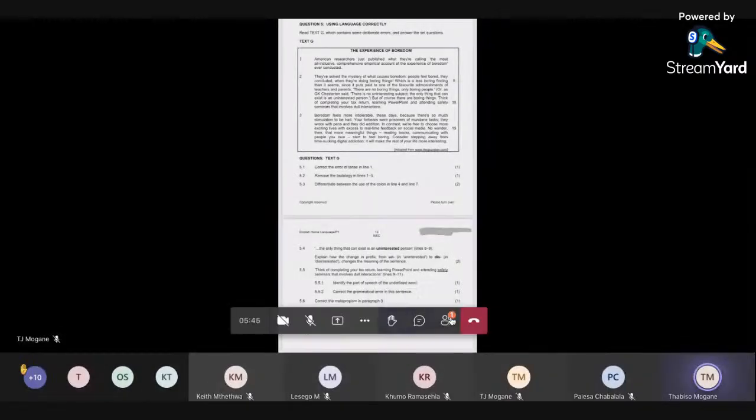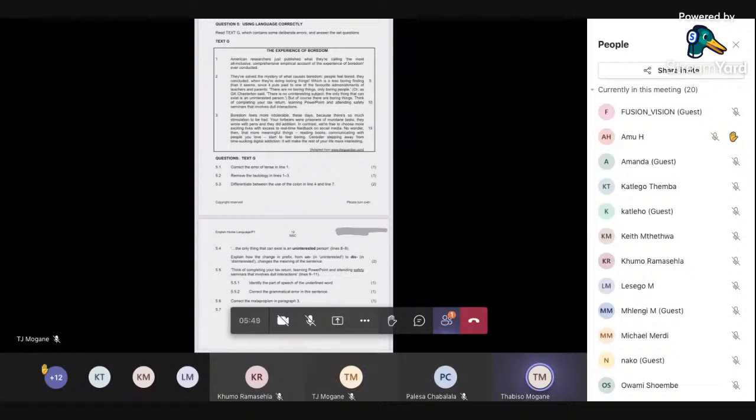Let's see whose hand is up. Who's giving us an answer there? Disable your camera, please. American researchers have just published what they are calling the most all-inclusive, and so on. Just leave it there. Have published is what I'm looking for. All have just published. That's all. All right, let's move to the next question.